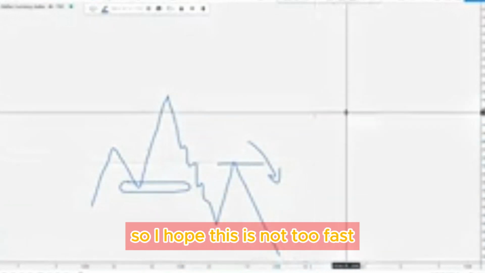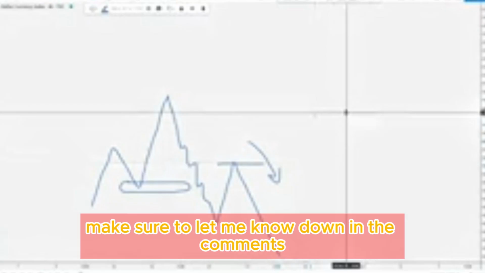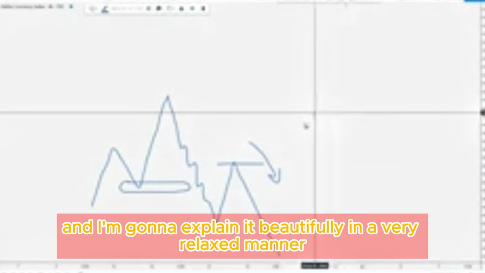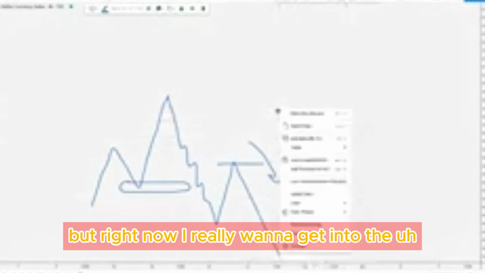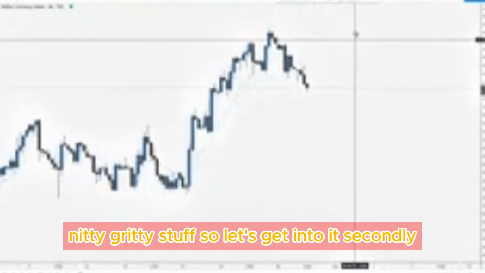Alright, so I hope this is not too fast. If you want a detailed explanation of market structure, make sure to let me know down in the comments and I'm gonna explain it beautifully in a very relaxed manner. But right now I really want to get into the nitty-gritty stuff, so let's get into it.